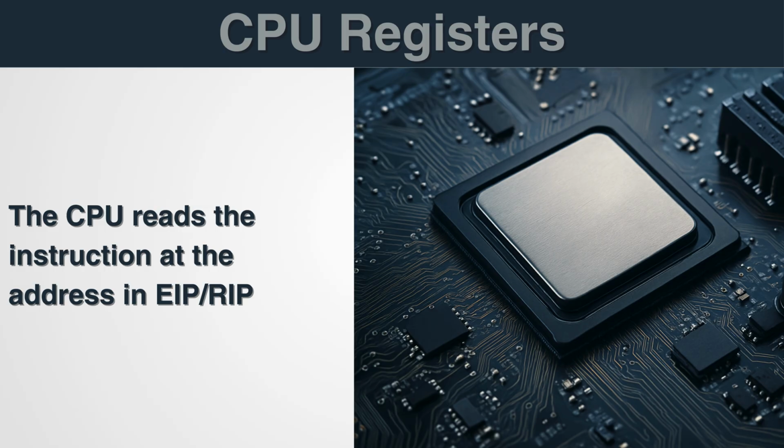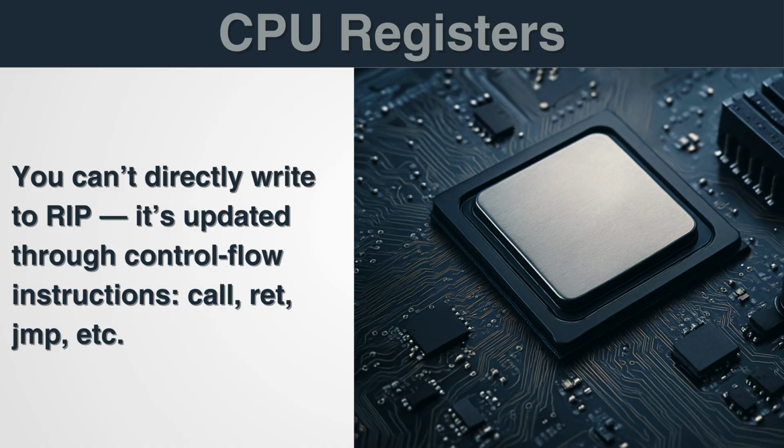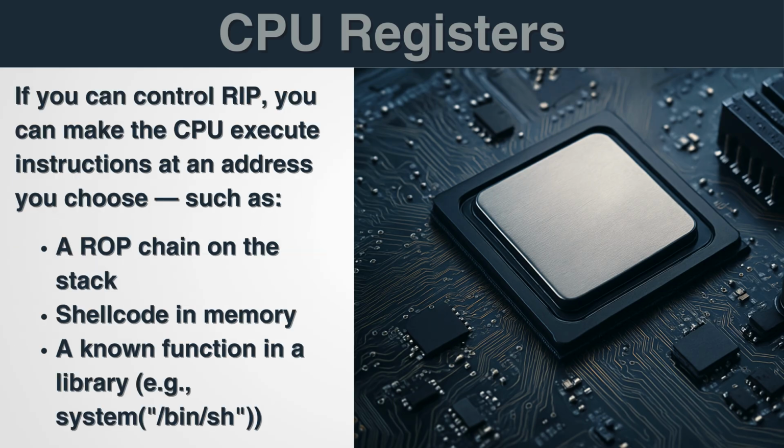The CPU reads the instruction at the address in EIP/RIP. After executing, it automatically updates EIP/RIP to point to the next instruction. You can't directly write to RIP as it's updated through control flow instructions. So in other words, if you can control RIP, you can make the CPU execute instructions at an address you choose, such as an ROP chain on the stack, shellcode in memory, or a known function in a library.